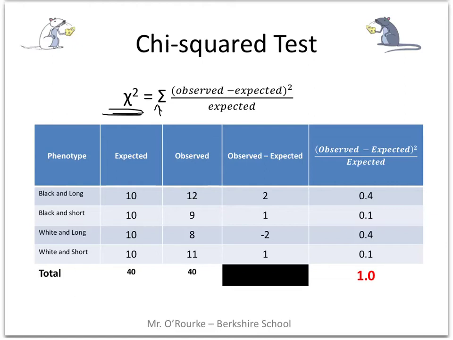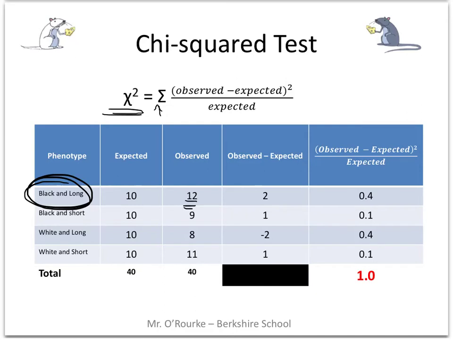So all the data has been done out ahead of time, but here's one example for the black and the long phenotype. We expected 10. Again, we had a total population of 40, and it was a 1-to-1-to-1-to-1 ratio, so we would have expected a quarter of that 40, or 10 individuals, to be black and long. We've observed that there were 12.